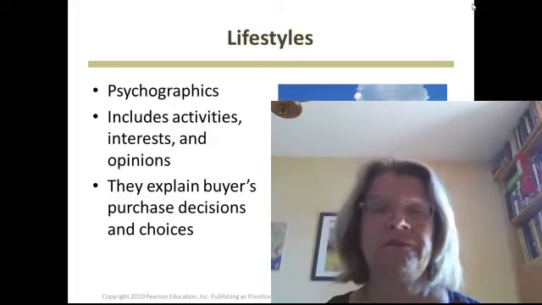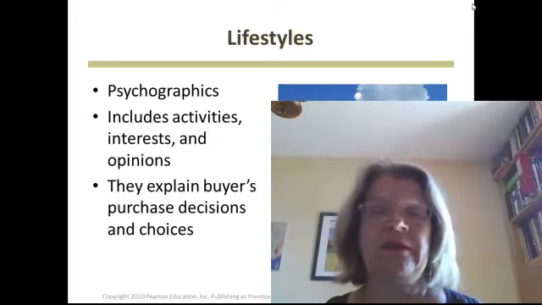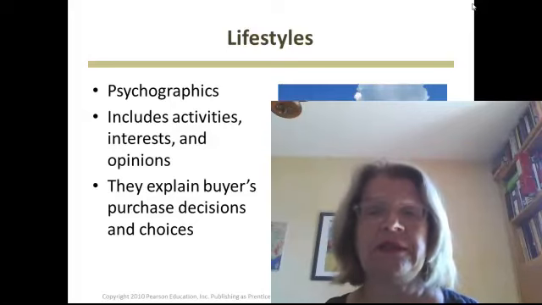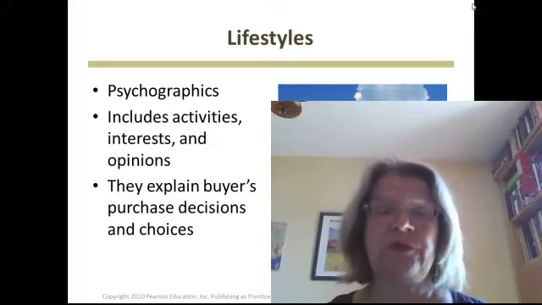Lifestyles are a part of psychographics, and they tell about activities, interests, opinions, and they explain buyers' purchase decisions and choices.